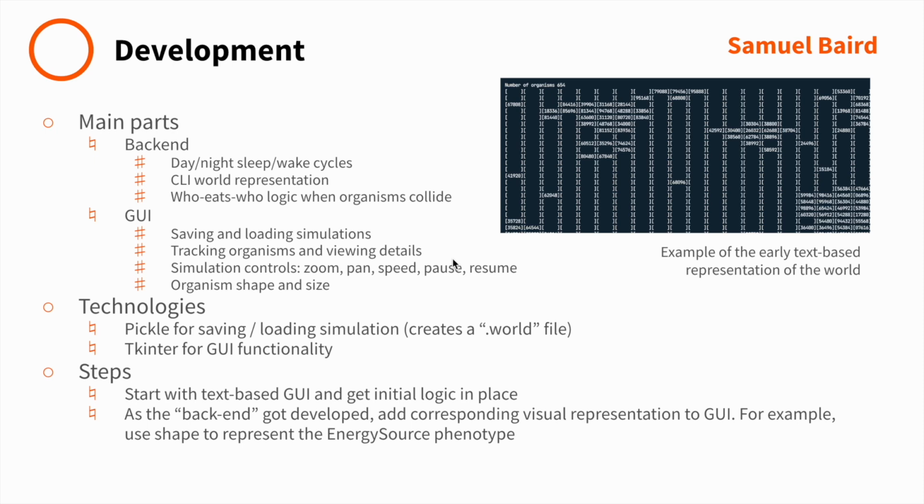The general steps I used for development, or I guess our team used in general, is starting with the initial logic and having a text-based representation. And then as more and more features got added into the back end, adding a corresponding visual representation in the front end. For example, using the shape of the organism to represent the organism's energy source.